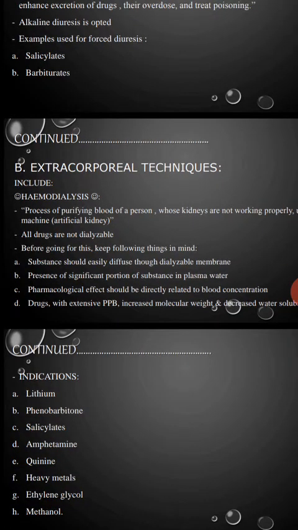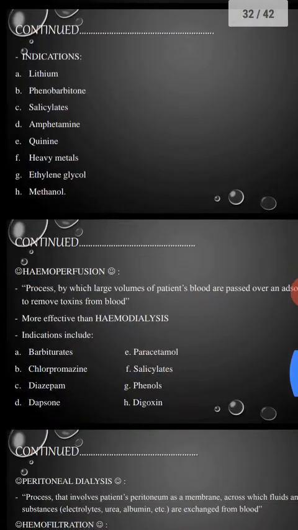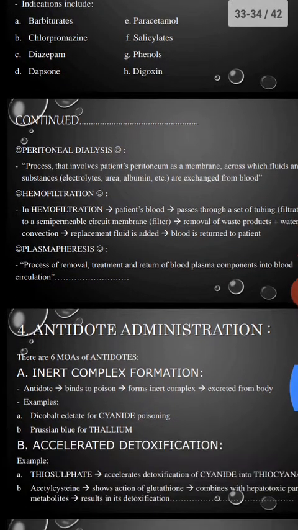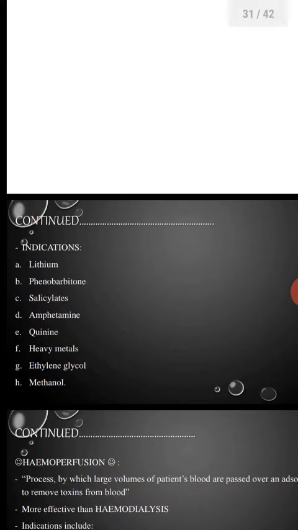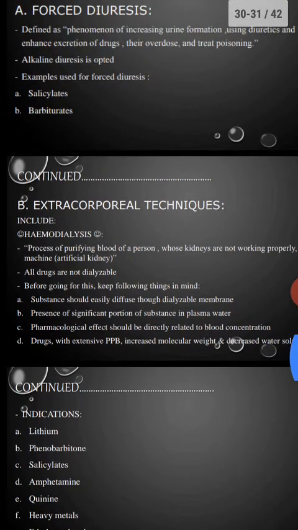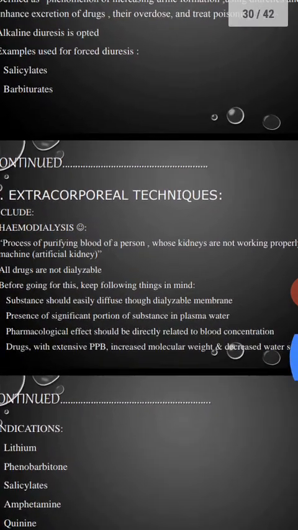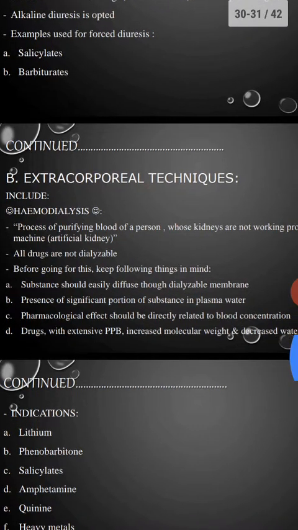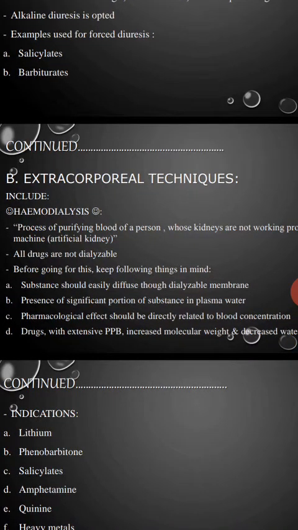Next are other extracorporeal techniques, for example hemodialysis, hemoperfusion and peritoneal dialysis. These are methods you can use in some serious conditions. Generally you cannot use these extracorporeal techniques for general poisoning. You can use them whenever the person's condition is severe, and they cannot guarantee the patient's survival. The first method is hemodialysis.